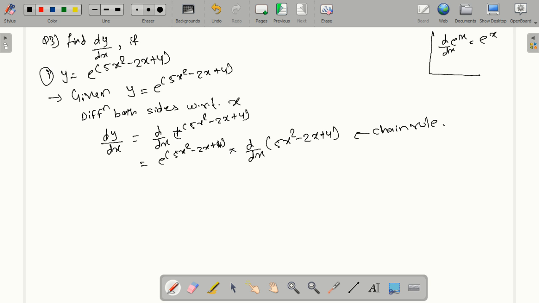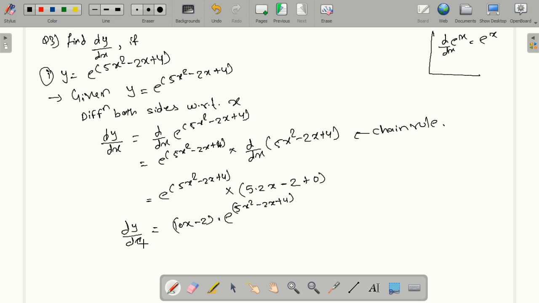So we found the derivative of this e raised to 5x squared minus 2x plus 4, and we again need to find the derivative of this inner part, right? The x part. And the answer would be e raised to 5x squared minus 2x plus 4 into derivative of 5x squared would be 5 into 2x, right? Because this is of the form x raised to n, so the answer would be n into x raised to n minus 1. So 2x minus derivative of 2x would be 2, plus derivative of 4 or constant is always 0. So the answer would be 10x minus 2 into e raised to 5x squared minus 2x plus 4, right? This is your dy by dx.